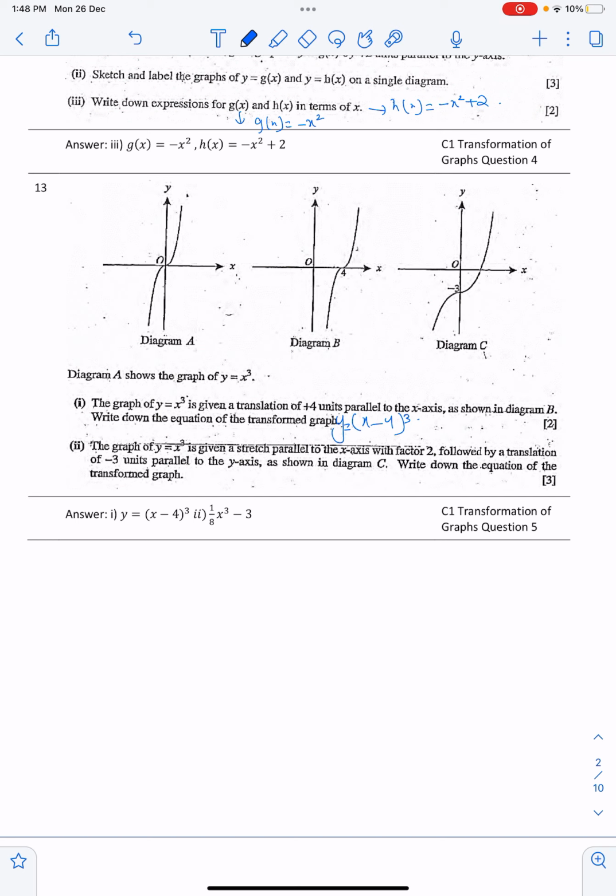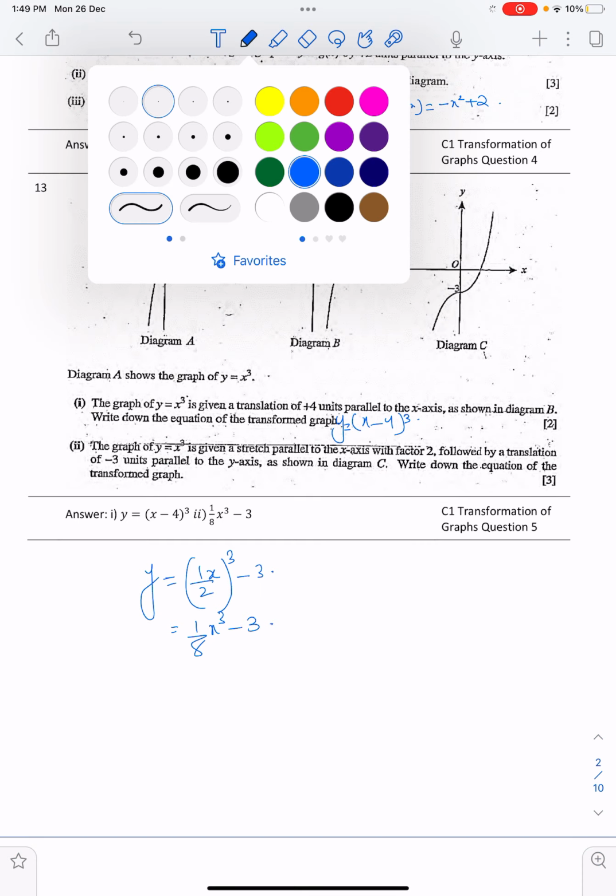Stretch factor 2, the equation is going to be y equals, in place of x you will write 1 upon 2 x, because if the stretch factor is 2, what you write in the bracket is the reciprocal of the stretch factor, which is 1 upon 2 x cube, and then it is supposed to be translated 3 units down. Okay, translation of negative 3 units parallel to the y axis, so negative 3. When you simplify it, you get 1 upon 8 x cube minus 3. This will be the final answer.